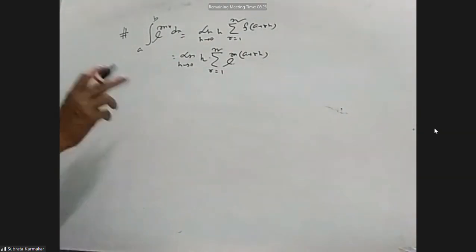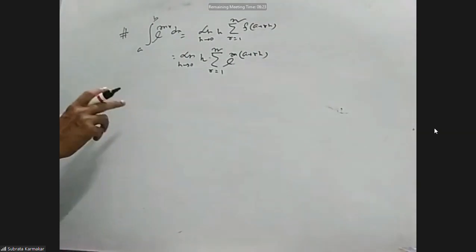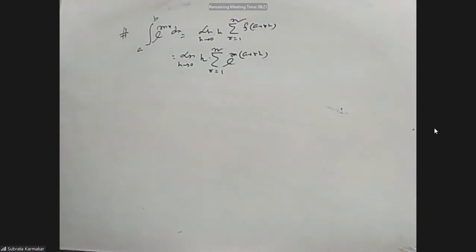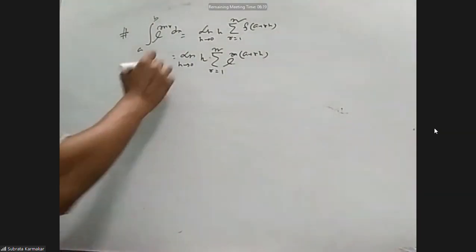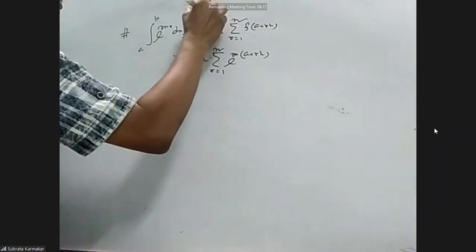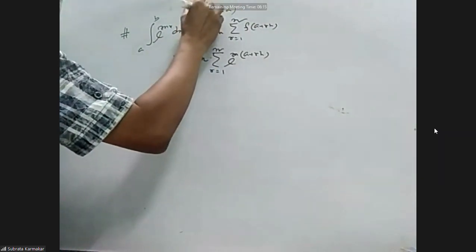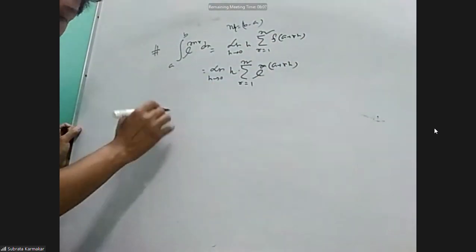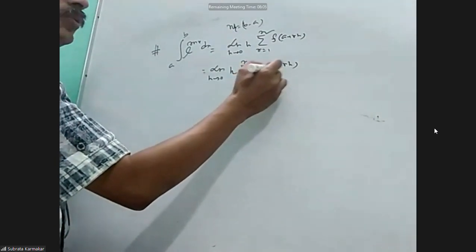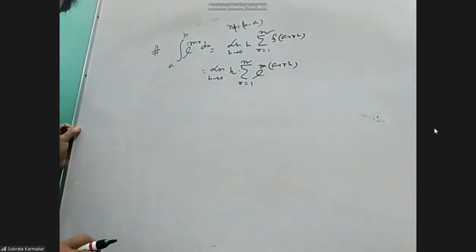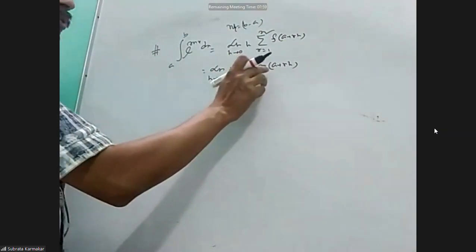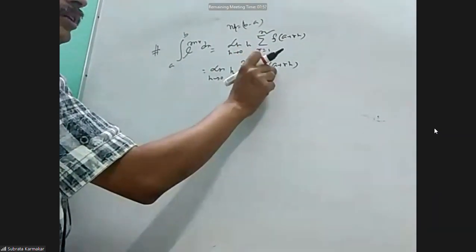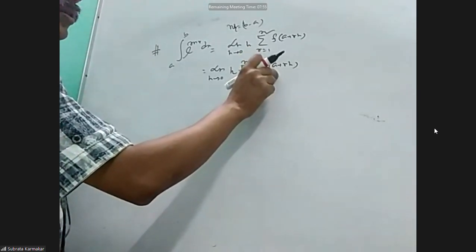Here, after writing this one, how can we split this one? nh, what is nh here? nh means b minus a. nh means b minus a. This information you can write at the beginning or on the side. Now, e to the power ma into e to the power mrh. Here, if you split this one, e to the power ma into e to the power mrh.